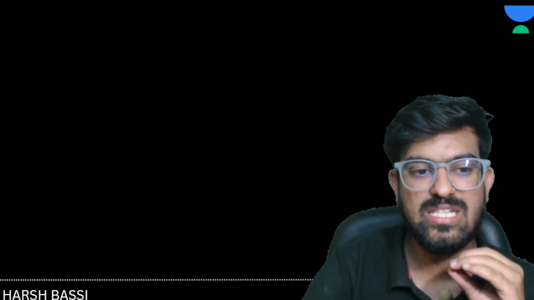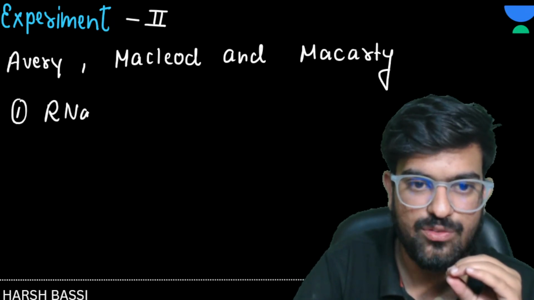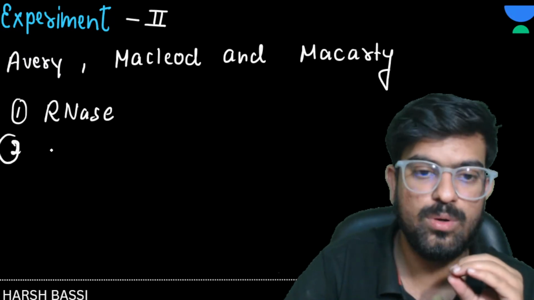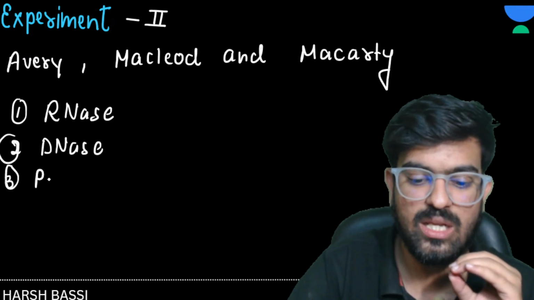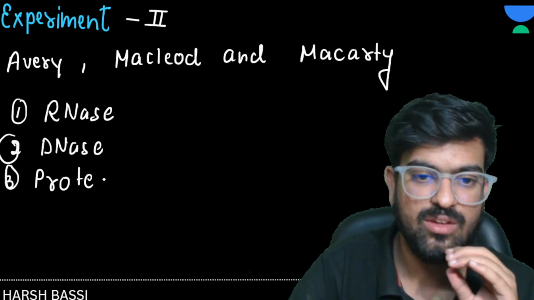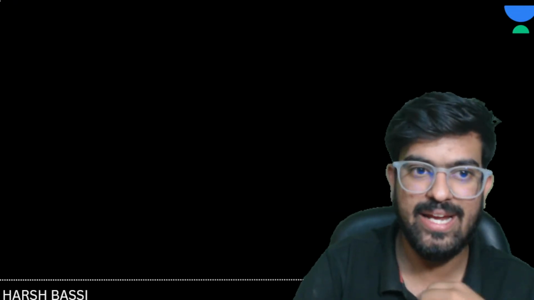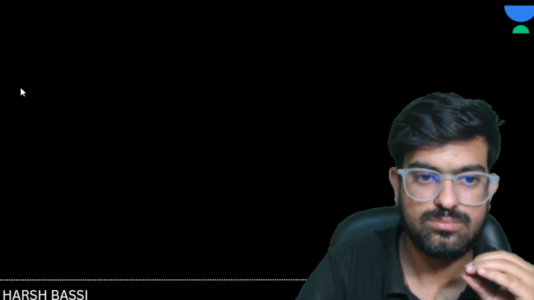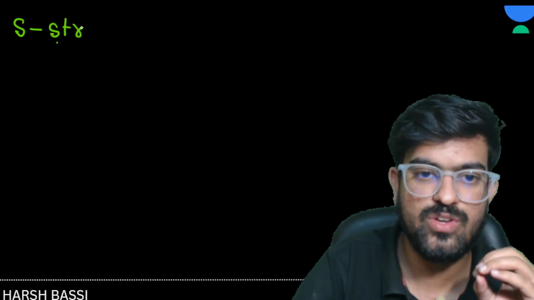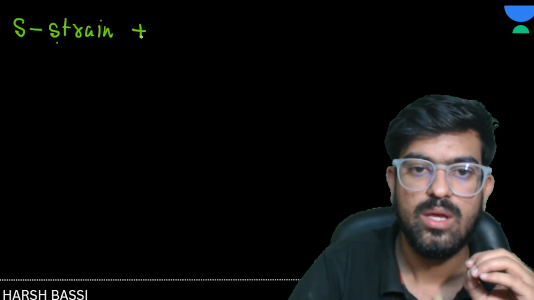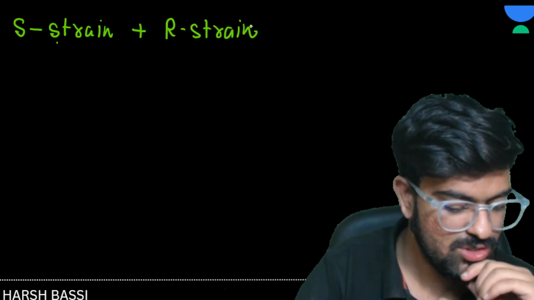So they used three enzymes. One enzyme was RNase, the second enzyme was DNase, and the third enzyme was protease. Three enzymes they have taken. Now what they have done, see here. They took the S strain plus the R strain. Okay, S strain plus R strain.